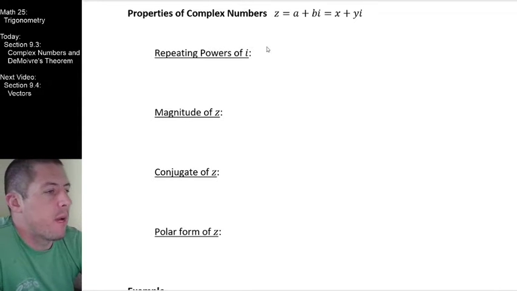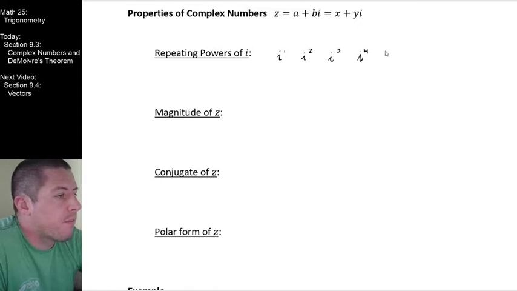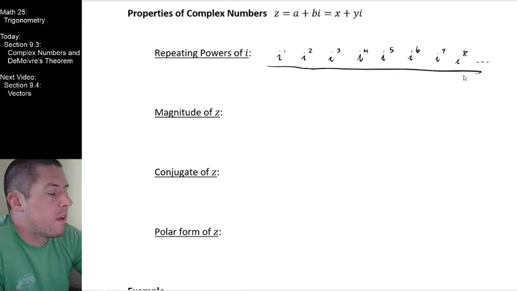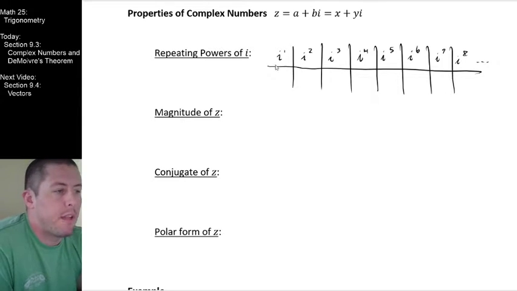So let's check this out real quick. I'm just going to make a table. i to the 1st, i squared, i cubed, i to the 4th, i to the 5th, i to the 6th, i to the 7th, i to the 8th, and it's going to go on and on. And my question is, how can we simplify all of these guys? I think they're all going to simplify nicely since they're just powers of a single number here.